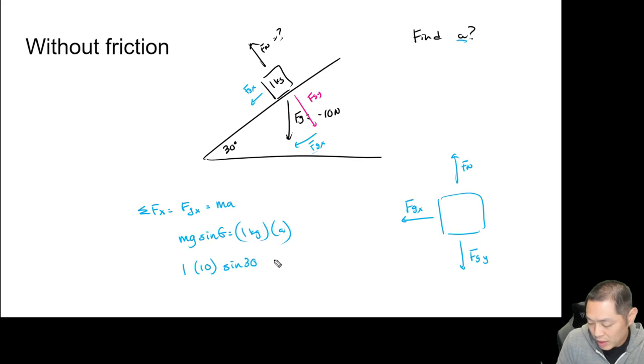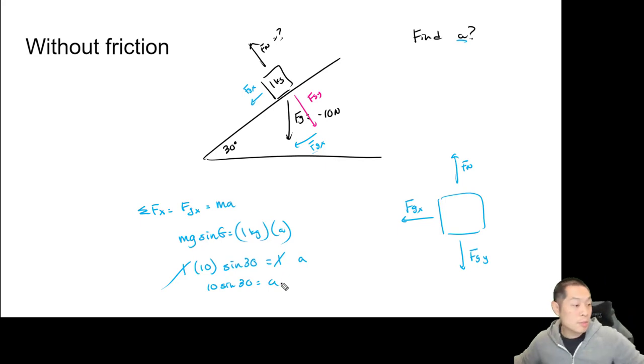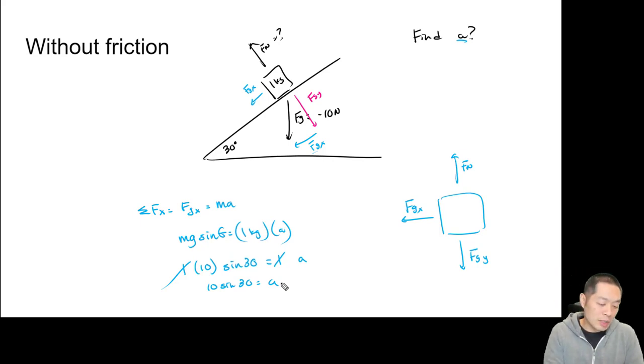Sine of 30 is equal to 1a. So the 1 kind of could disappear. And then this will come in play later. Notice that the m does cancel out. And you're just left with 10 sine 30 equals a. And that's it. Just plug it into your calculator. Make sure you're in degrees and not radians. And you should get the right answer. I believe sine of 30 is 0.5. But I'm just going to make sure because my mental math has declined over the years. So acceleration here is 0.5 times 10 or 5 meters per second squared.